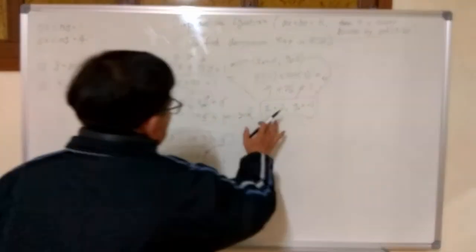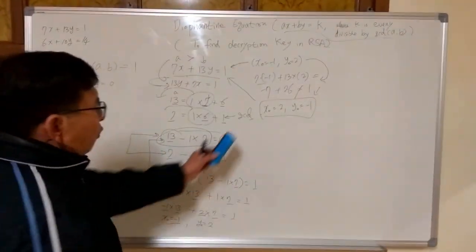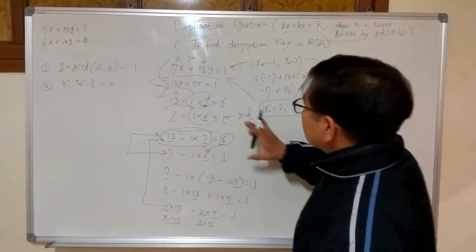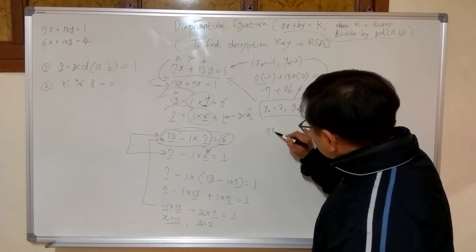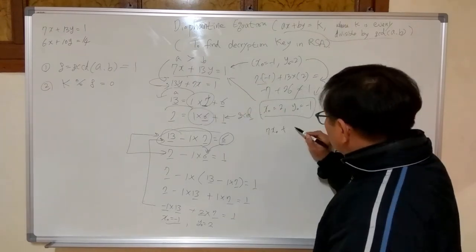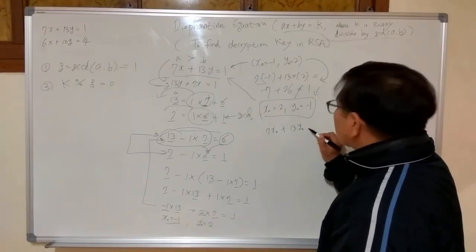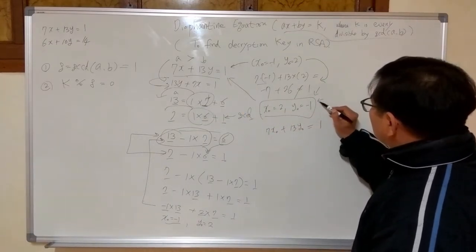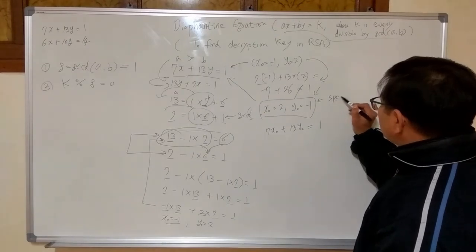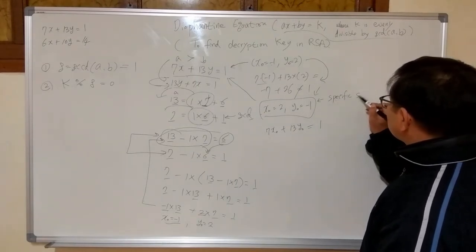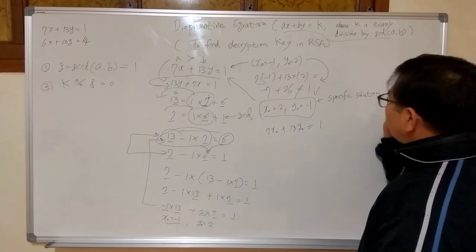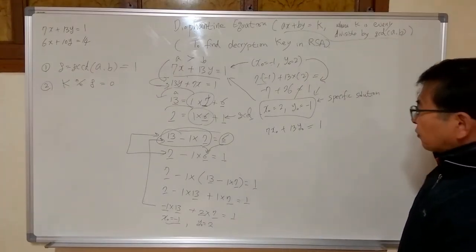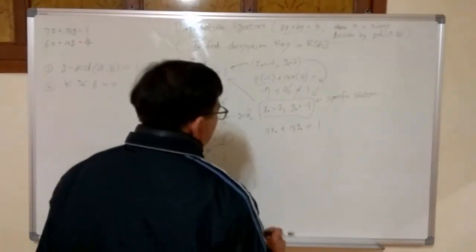So since we got x0 and y0, now let's put it here again like this. 7 x0 plus 13 y0 equals 1. This is called a specific solution. We want to find the general solution. How do we find the general solution? To find the general solution, we can do like this.